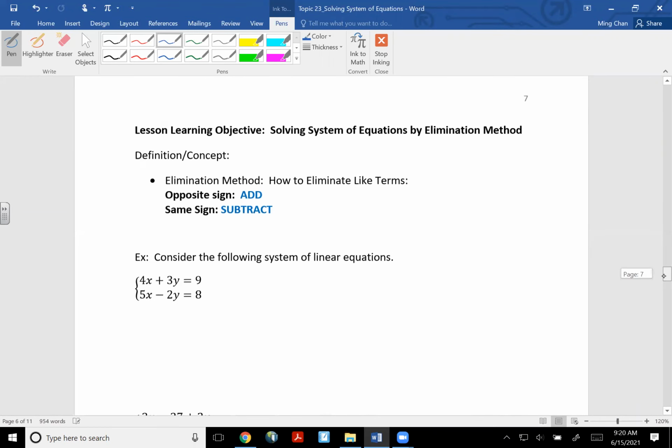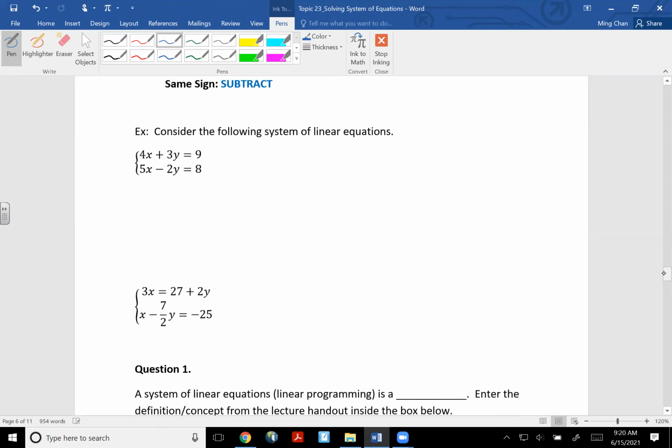All right, so I'm not dividing this up into steps because this varies a lot. So consider the following system of linear equations, right? So this is my first equation, this is my second equation. I want to use the elimination method. So what that means is I need to eliminate one of the 2 variables. So the question is, do I eliminate the x first or y first? Well, that depends on the coefficients. I think eliminating y is easier because this 3 and 2 are smaller numbers.